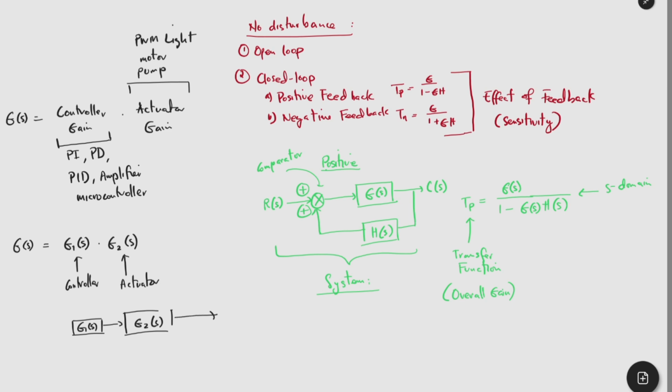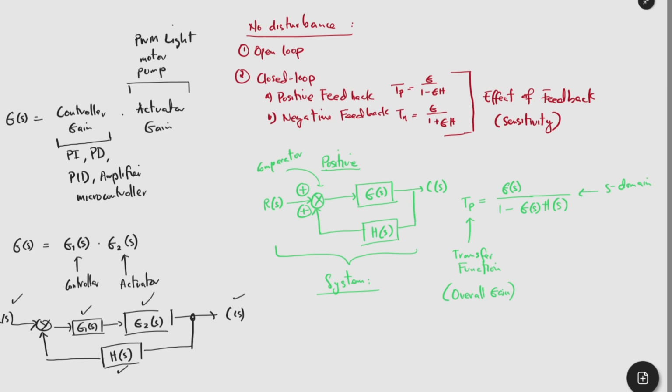And G of S, with G1 of S and G2 of S, is connected to C of S and to the comparator, and we have R of S as an input and H of S as the feedback. So this will be our overall control system diagram with representation of the controller gain, the actuator gain, feedback gain, the output, and the input.